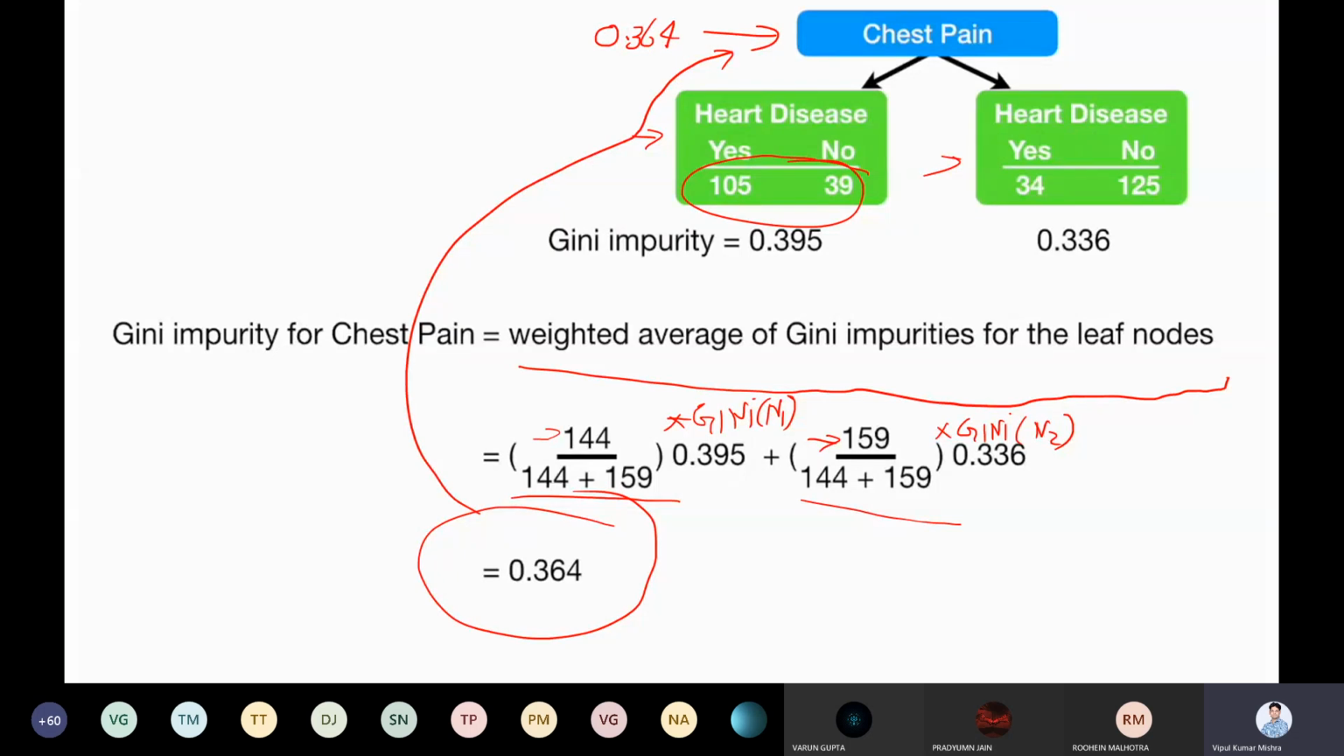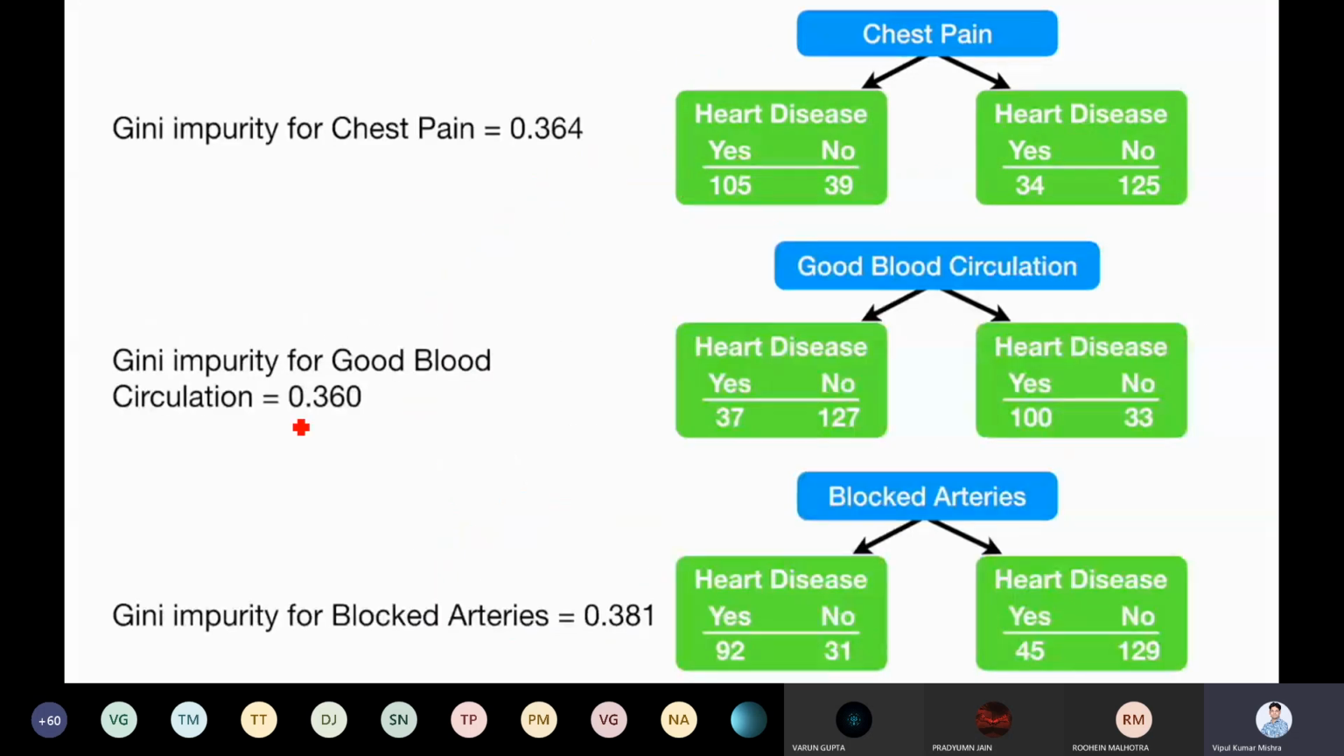Once you have computed the Gini score for chest pain, similarly you will compute the Gini score for the other nodes as well. Does anyone have any problem computing it once you have all these numbers? Definitely these numbers come from the data set. Any problem computing these Gini scores? Yes, no? No, sir. Okay. So once you have computed, you can say which is less impure, which has the least Gini value. That will become your root node.